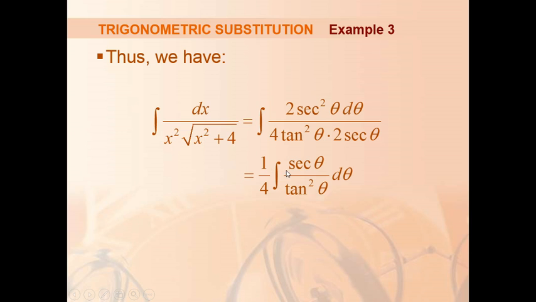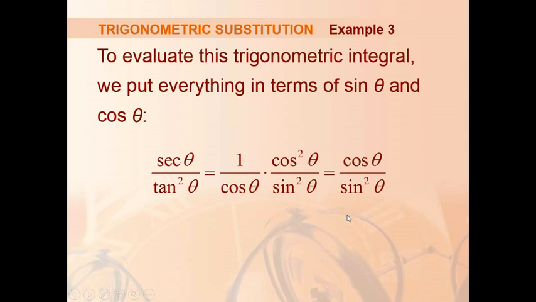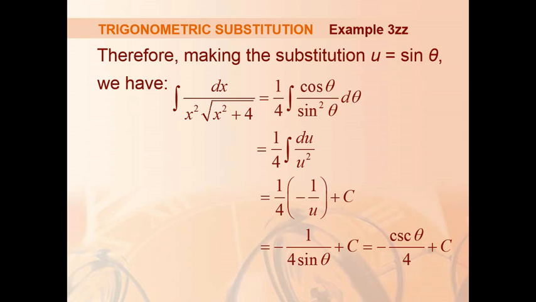So we do have 1/4 integral of secant of theta over tangent squared of theta, d theta. And then by using the trig identity, we do have 1 over cosine theta times cosine squared of theta over sine squared of theta. Again, we try to simplify it all the way down to the simplest form before we integrate it. So we do have cosine of theta over sine squared of theta. And then this one we can use u substitution. So u would be sine of theta, and du would be cosine of theta d theta. And then by using that, du over u squared, integrate it. So we do have 1/4 times negative 1 over u plus c. And then unpack with the substitution, we do have negative 1 over 4 sine of theta plus c.